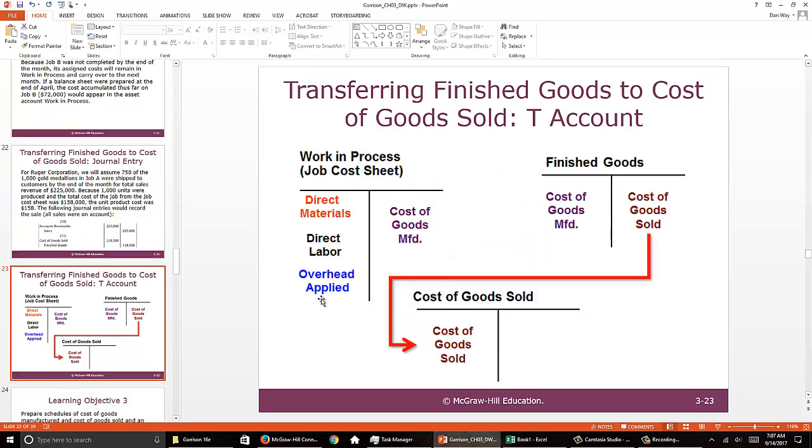So again, we'll look at our T accounts to show that. We have a credit here to finished goods for that cost of goods sold amount. And then we're seeing that debit in cost of goods sold.